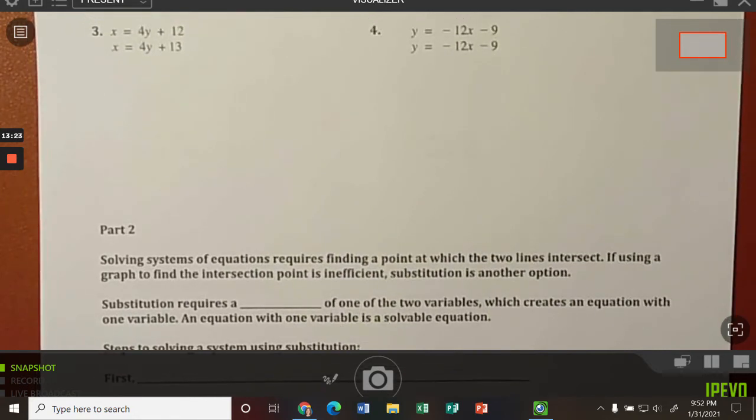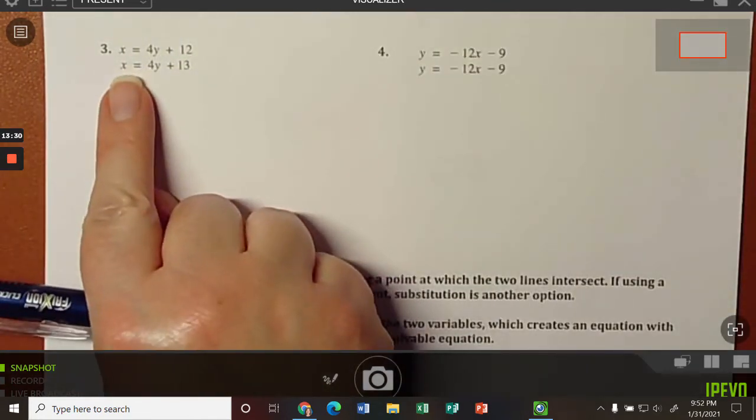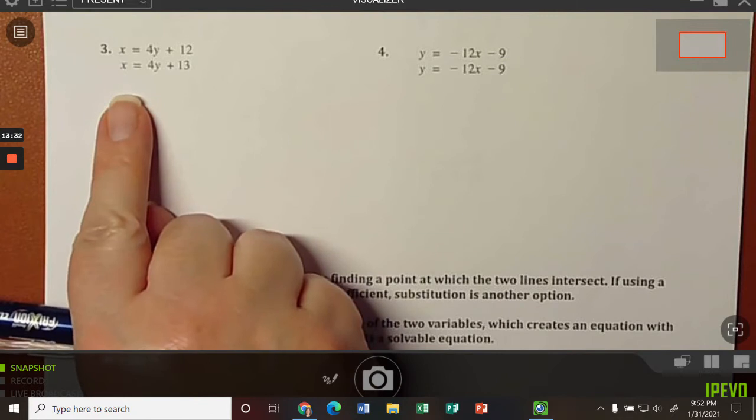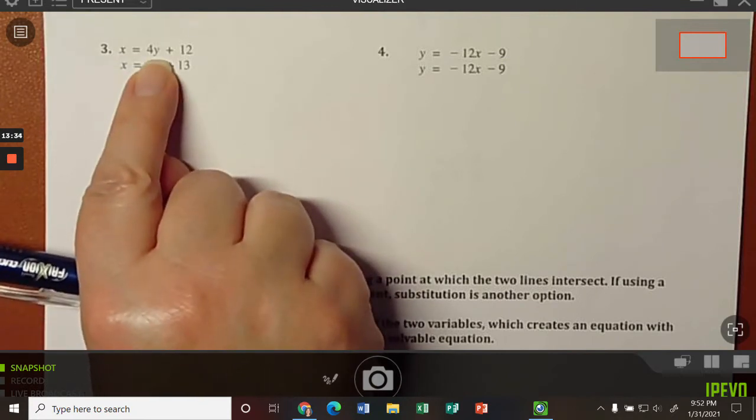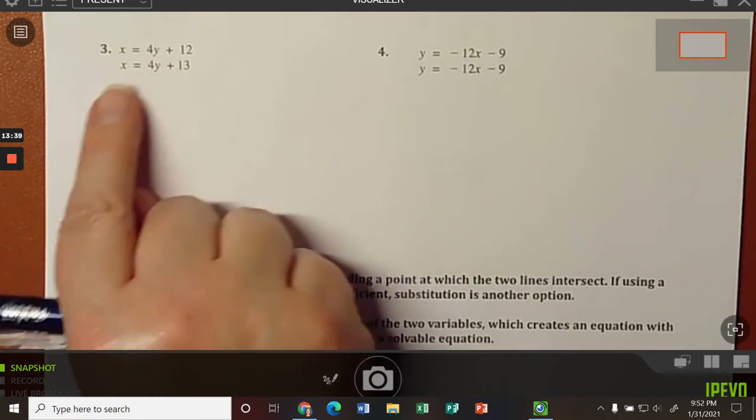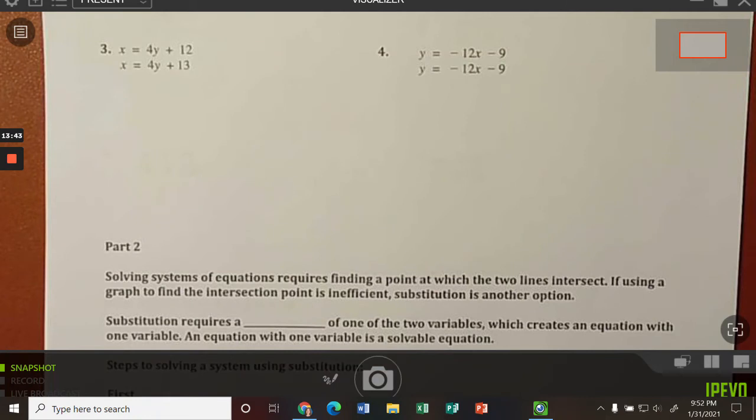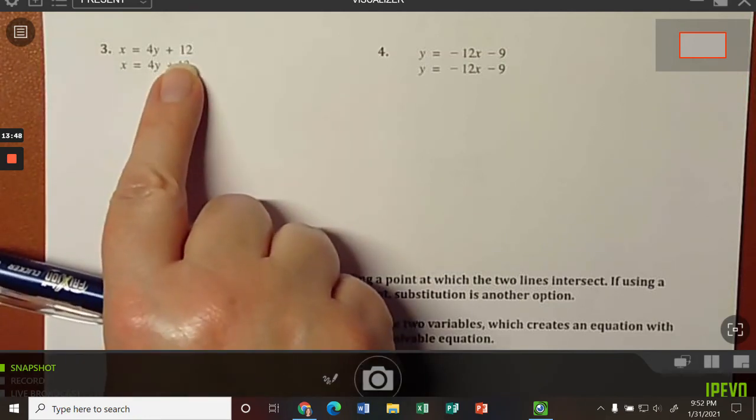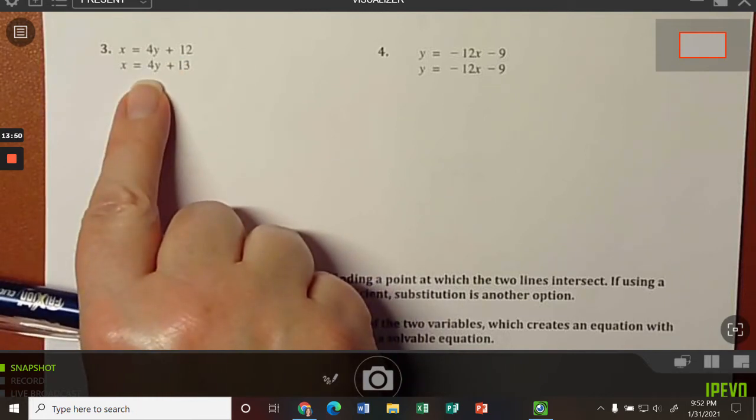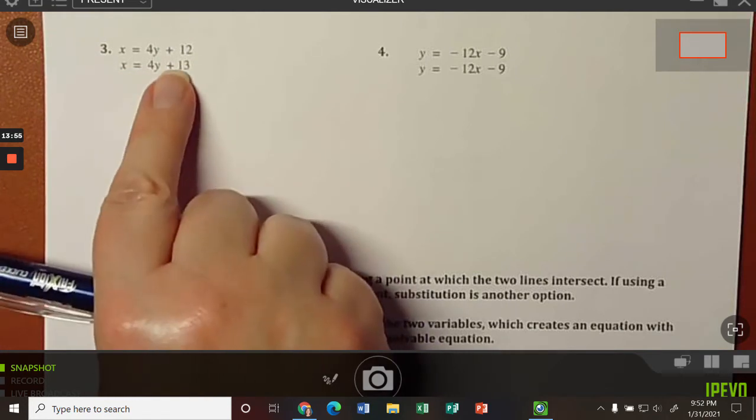Okay, and so let's look at, these are special cases. And if you just take a look at these, you can kind of see that these are definitely special, because number 3, we have x is equal to 4y plus 12. And then we also have x is equal to 4y plus 13. So when we look at this, this should be somewhat obvious to us that 4y increased by 12 is not going to be equal to 4y increased by 13. Okay, so they're both equal to x, so therefore they're both equal to each other.